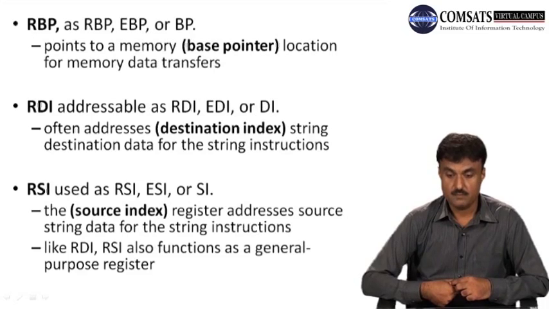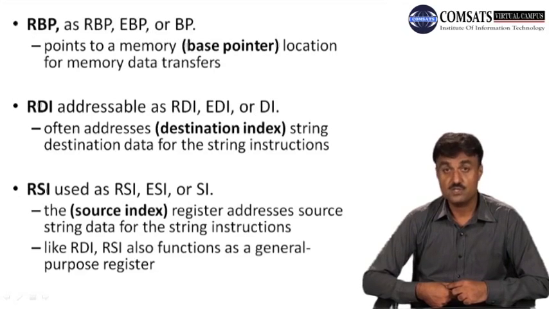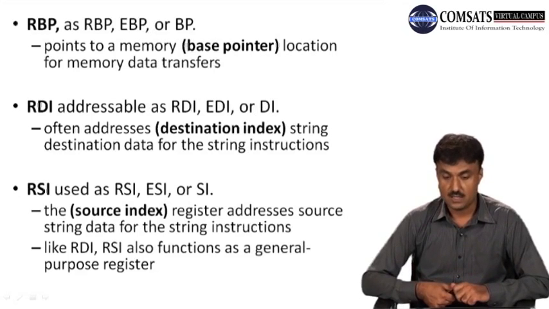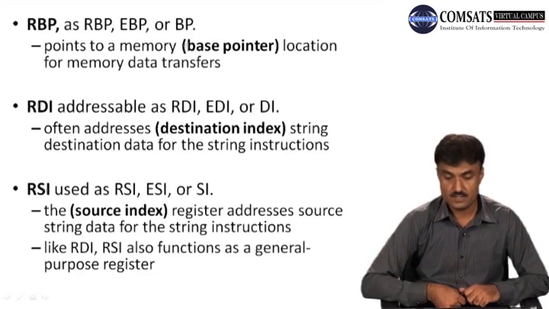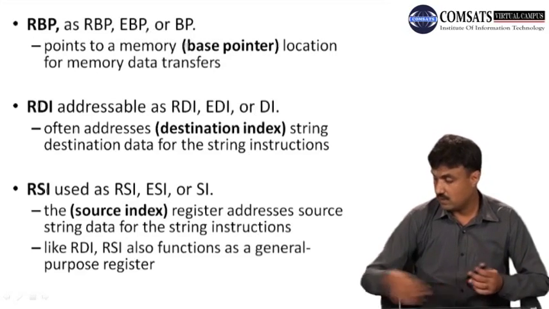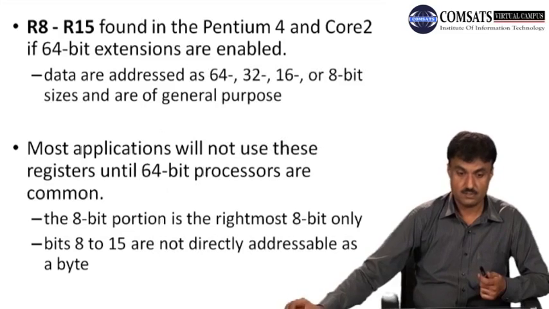This is called the destination index register. It often addresses string destination data, the destination data for the string instructions, the instructions which manipulate strings. Then we have RSI, or source index register. This register addresses source string data for the string instructions, and like RDI, RSI also functions as a general purpose register. So RDI and RSI can also be used as general purpose registers.